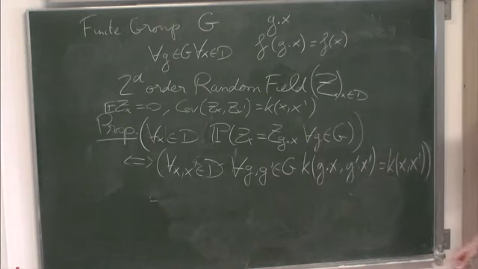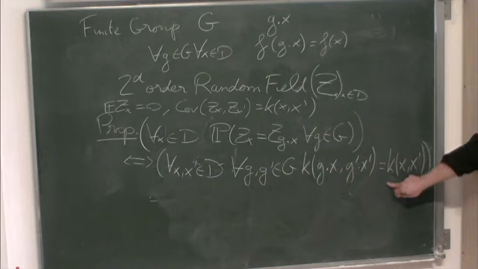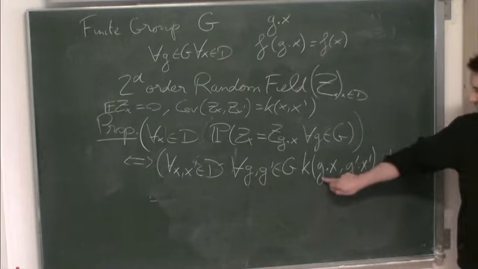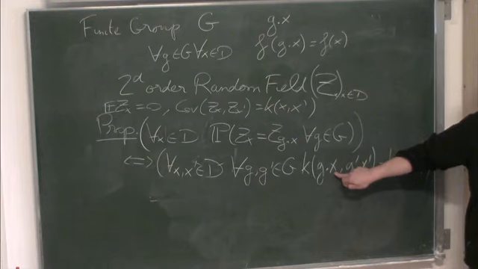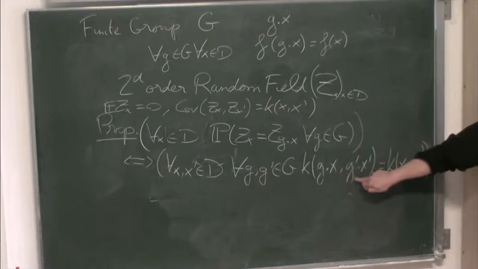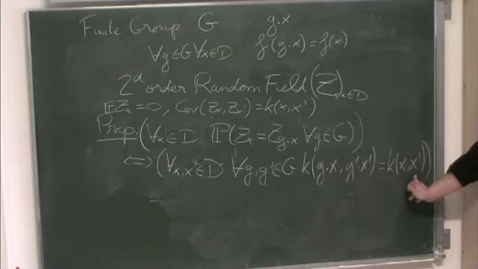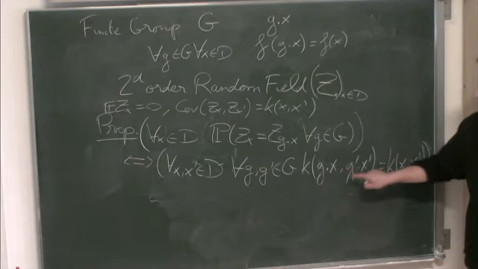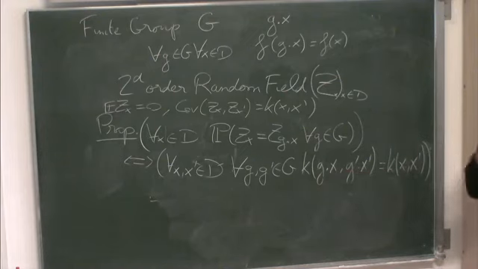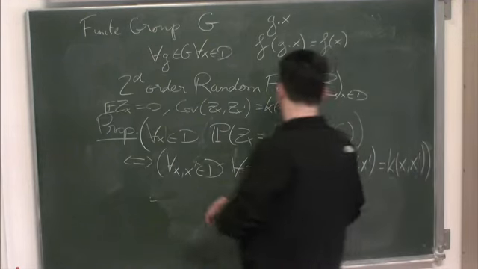Here I'm looking at a property that is a lot stronger than the one I mentioned with stationarity and isotropy. I'm saying that if I affect by a group element the left argument of my covariance and by another element of the group the right argument, then the covariance remains unchanged. So in particular, if g is equal to g prime, I recover the old notions of invariance, but here I have something stronger that we can call argument-wise invariance.